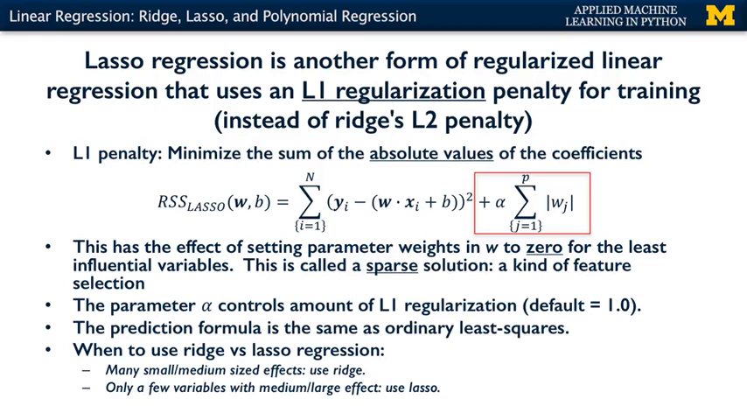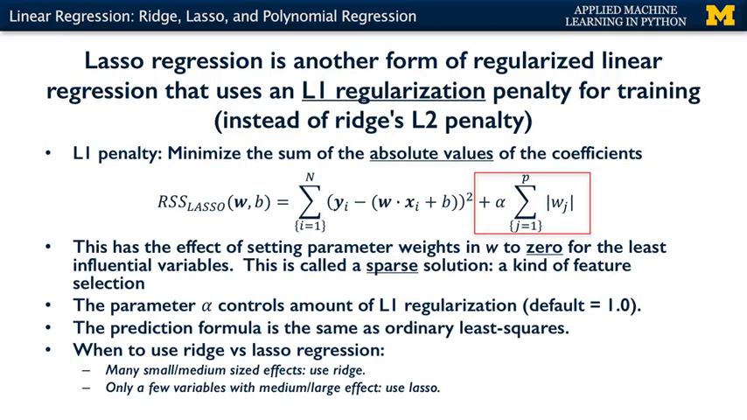Lasso regression uses a slightly different regularization term called an L1 penalty instead of ridge regression's L2 penalty, as shown here. The L1 penalty looks kind of similar to the L2 penalty in that it computes a sum over the coefficients, but it's a sum over the absolute values of the W coefficients instead of a sum of squares. And the results are noticeably different.